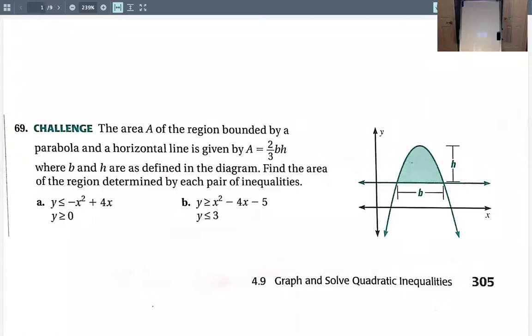See, in this problem, you're going to have to figure out how you're going to get the pieces of information for that formula, A equals. Wait, didn't we already finish 4-9? This is 4-10, yeah. This is the last section, but this is the warm-up, and the warm-up is a challenge problem from 4-9. So A equals 2/3 BH, and then B and H are defined by the height of the parabola above flat line B. B is the distance between those points.